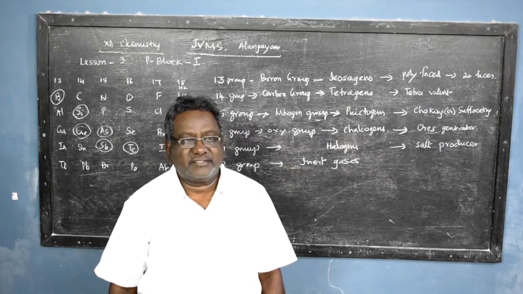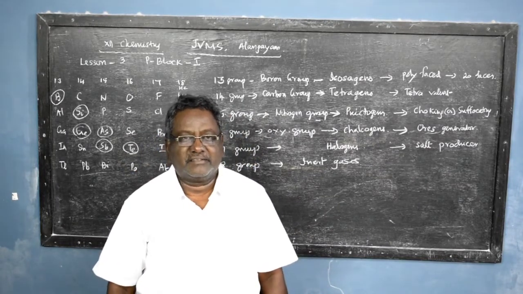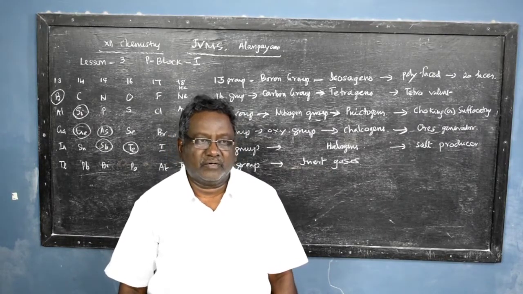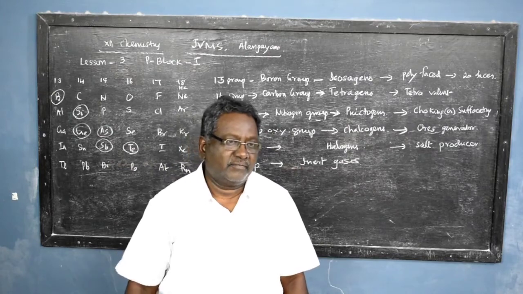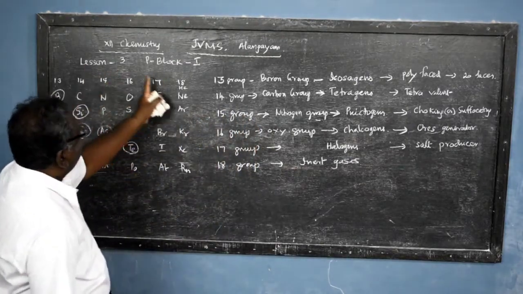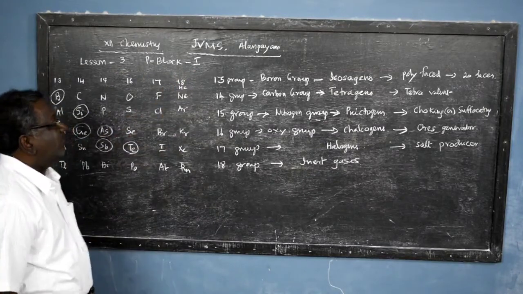So far we have finished 3 lessons: metallurgy, solid state, and chemical kinetics. Now we are going to the next lesson. The next lesson is lesson number 3, which is P block 1.